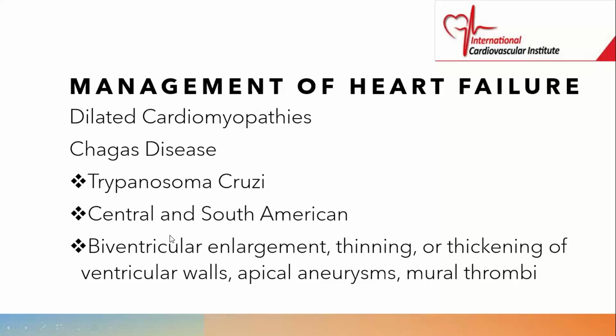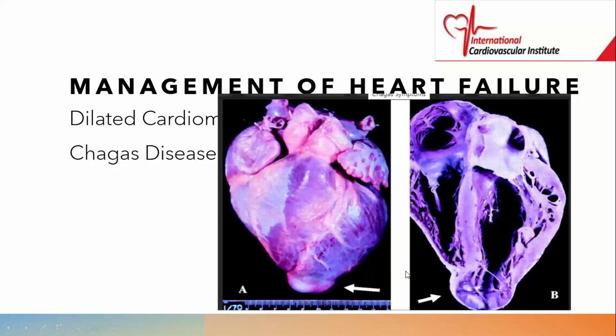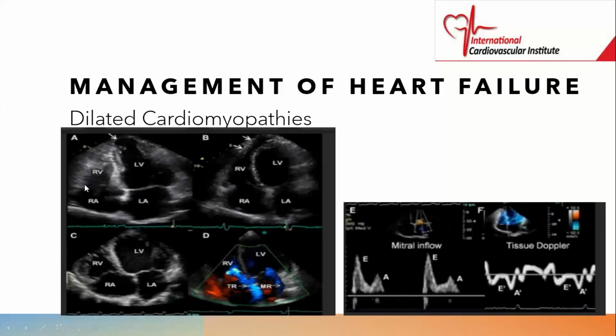With Chagas disease cardiomyopathy, you tend to get a biventricular enlargement, so it's not purely left. You can get myocardial thinning or thickening, an apical aneurysm and sometimes thrombus. You can get clots inside there. So you'll get something looking like this, where at the apex there's a little aneurysm. Okay, so this is the pathological specimen showing the aneurysm. So that's Chagas disease. And then on the echo, you can see the aneurysm as well.